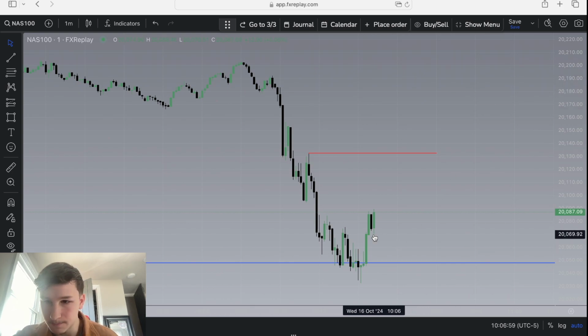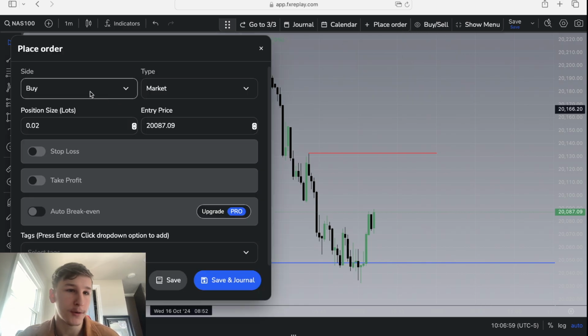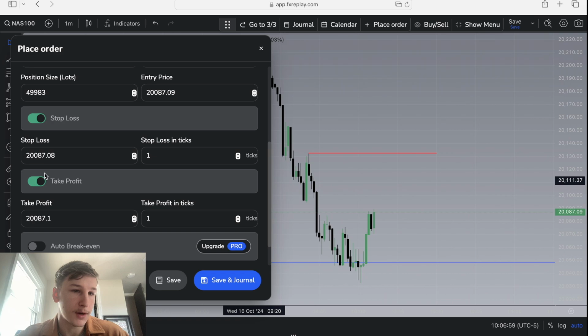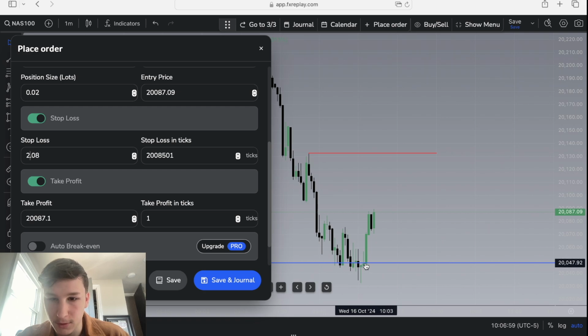Buy is going to be 20,009, but we're going to have to buy a little bit higher, which is fine. So we're going to place order, buy, entry price right here, there. Beautiful. And then stop loss, take profit. We're going to set stop loss to be below this Fairway gap here. So that's going to be 20,047. But the real entry is right here.